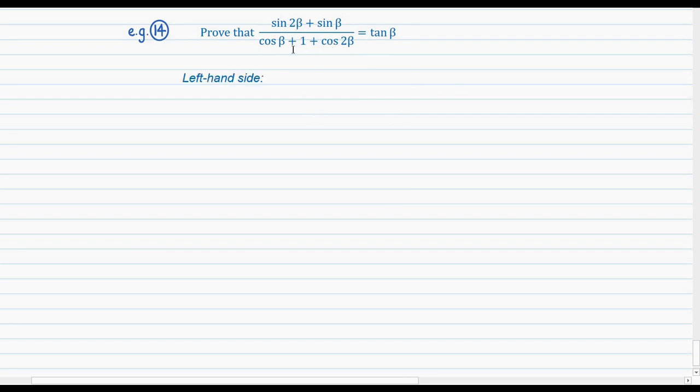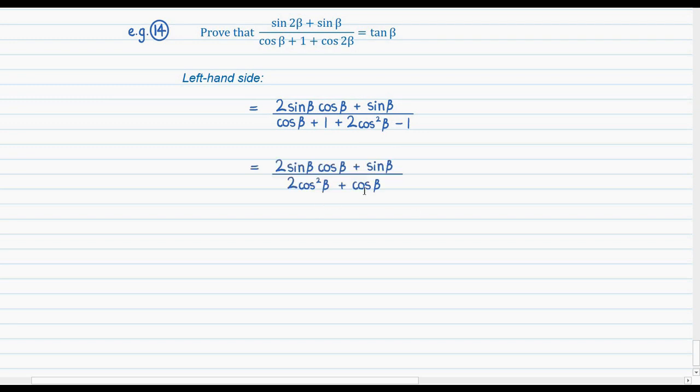Then the first obvious thing to do is to expand these double angle formulas. So sine 2 beta would become 2 sine beta cos beta, and cos 2 beta we could represent in three different forms as previously seen, but since we already have a cos beta in this denominator, I'll represent it using the formula with only cos in it. So the 2 cos squared beta minus 1 form, giving (2 sine beta cos beta plus sine beta) over (cos beta plus 1 plus 2 cos squared beta minus 1). Then the immediate thing you can see is that the 1 and the minus 1 would cancel each other out, giving the denominator as just 2 cos squared beta plus cos beta.